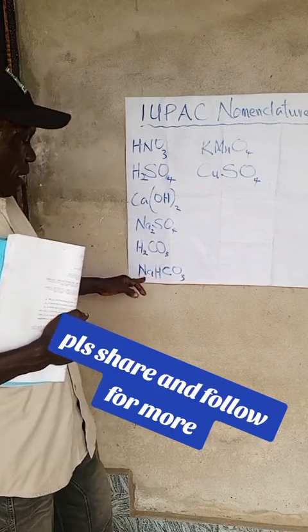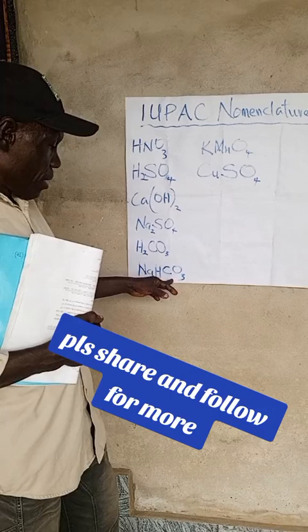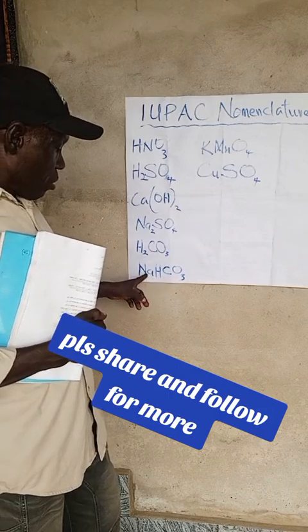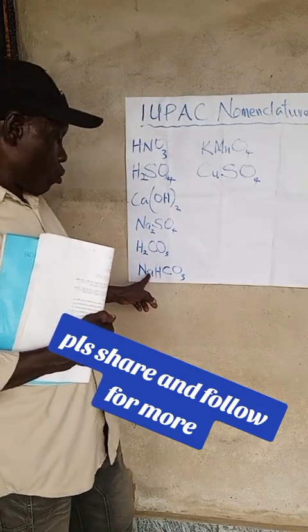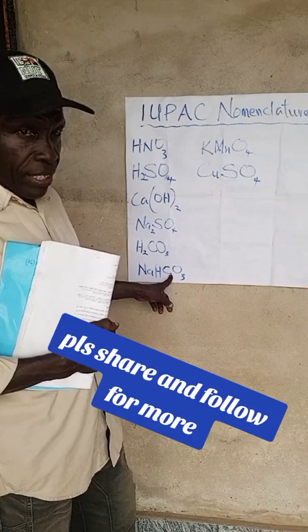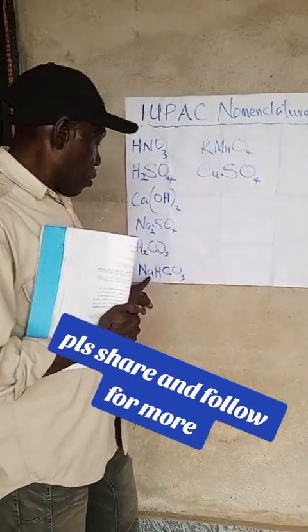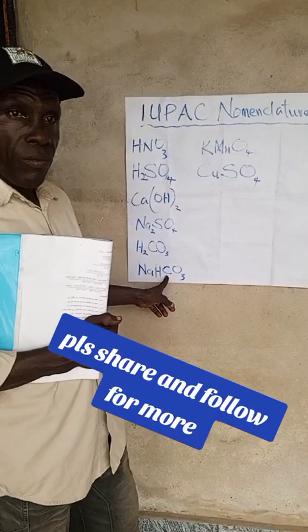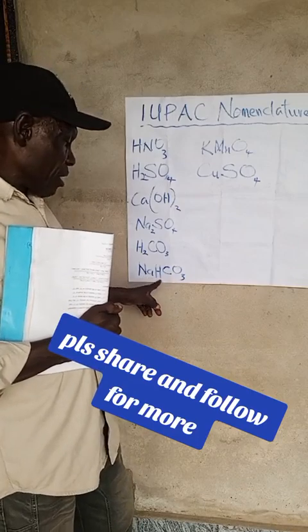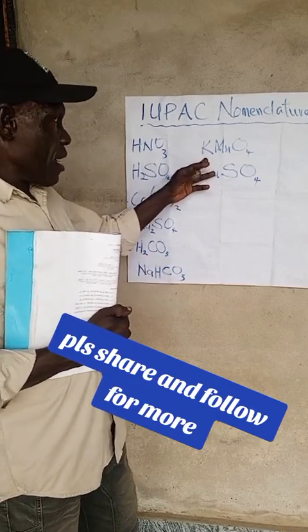Now look at this other compound here, NaHCO3. The old name is called sodium hydrogen carbonate. That is a trivial name, sodium hydrogen carbonate. But when it comes to IUPAC nomenclature, it is called sodium hydrogen trioxocarbonate 4.